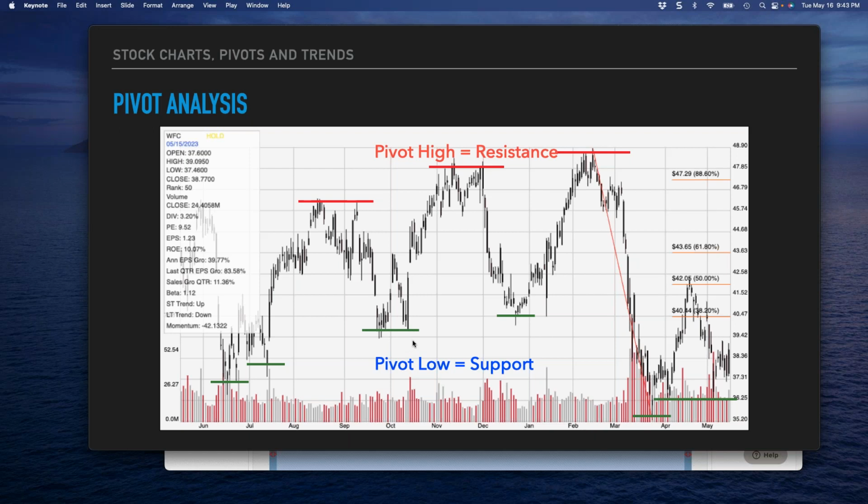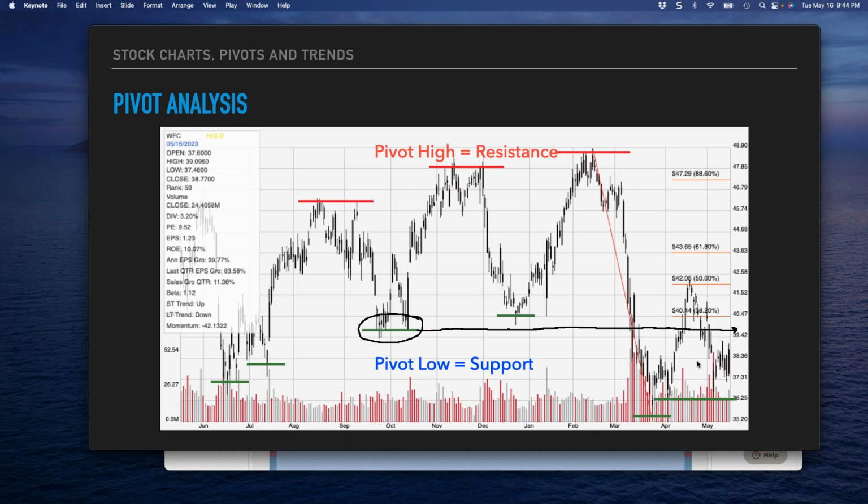Let's use this bullish pivot low in September and October as a benchmark, as we can draw a line straight across and see that this line is only just a little bit above the stock's current price. This is an example where sometimes previous levels of support can become new levels of resistance.